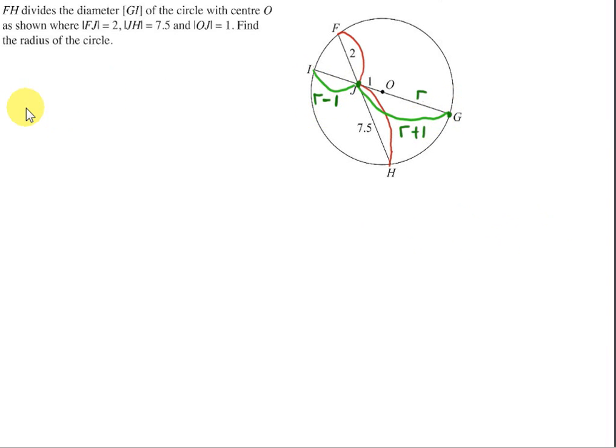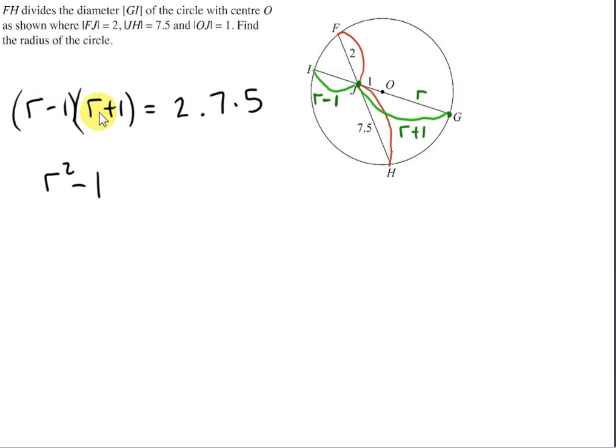If we multiply the two green lengths together, that is R minus 1 times R plus 1, we must get the product of the red lengths. That's 2 times 7.5. So we just have to solve this equation to find R. Now if you multiply R minus 1 by R plus 1, you'll get R squared minus 1. The cross terms will cancel out. You get R squared plus R minus R minus 1. The plus R minus R's cancel out.